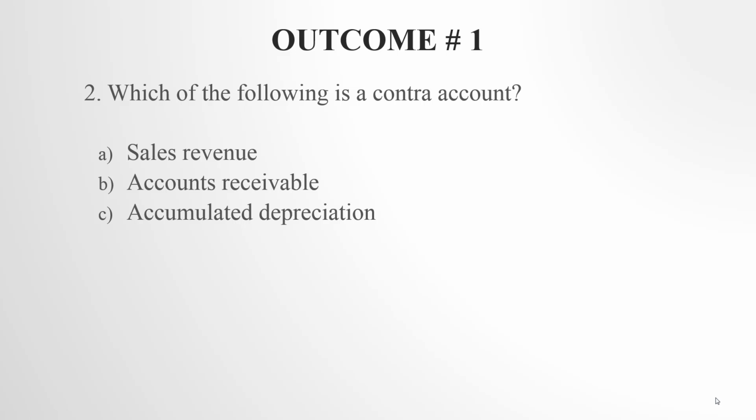Let's look at the next question. Which of the following is a contra account? Now, what's a contra account? A contra account is an account that reduces the balance of another associated account. Let's look at all three of these items in turn. Sales revenue. This records sales generated by the company. It does not reduce the value of any other account. So this is not a contra account.